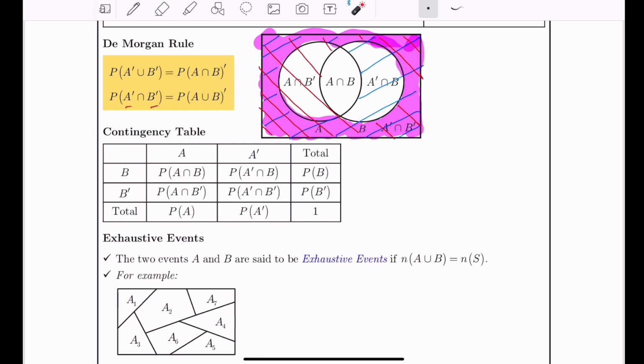The total probability for the first row is the probability of B. The total probability for the second row is the probability of B prime. The total probability for the first column is the probability of A. The total probability for the second column is the probability of A prime. So if we sum the probability of A and the probability of A prime, we should get a total of 1.